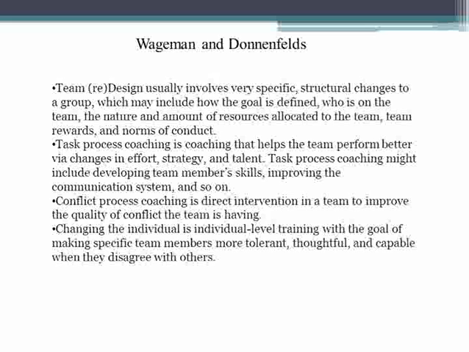Task process coaching might include developing team members' skills, improving the communication system, and so on. Conflict process coaching is direct intervention in a team to improve the quality of conflict the team is having. Changing the individual is individual level training with the goal of making specific team members more tolerant, thoughtful, and capable when they disagree with others.